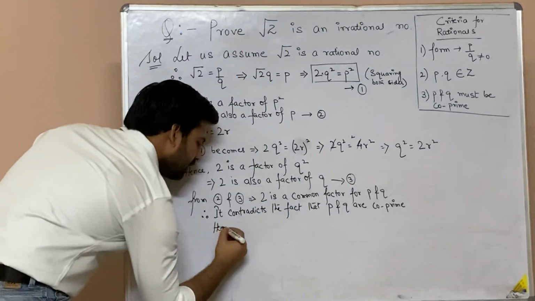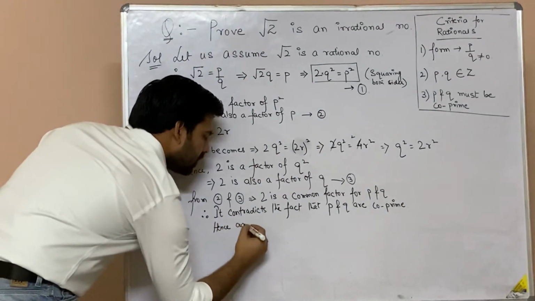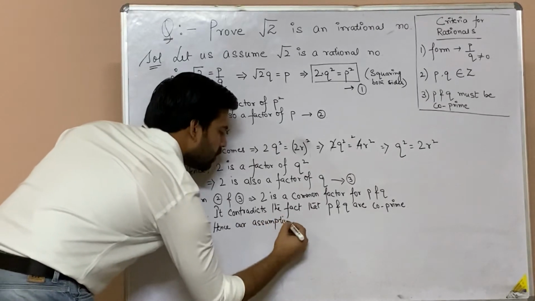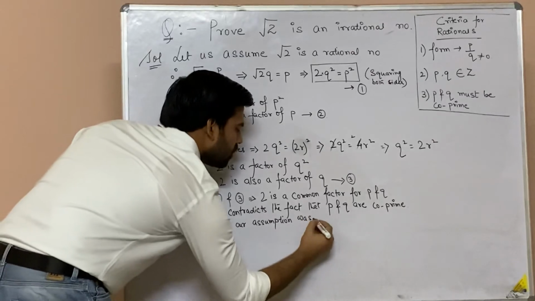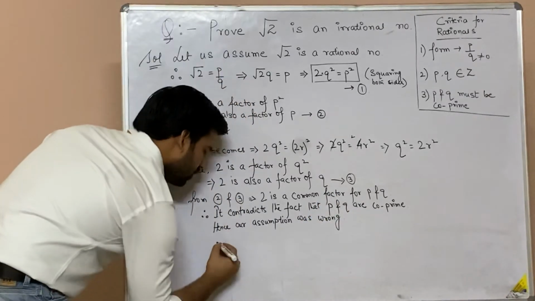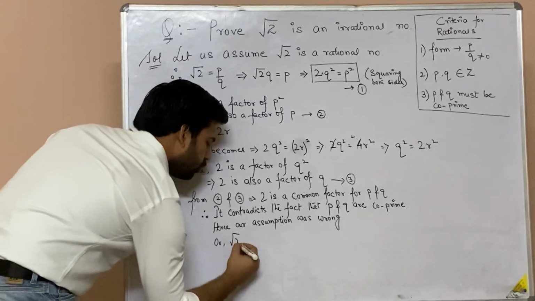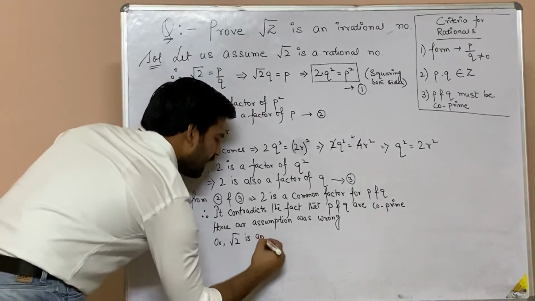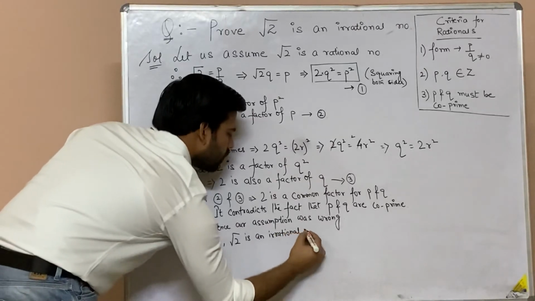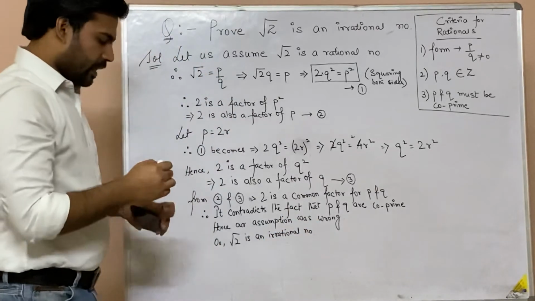Hence, our assumption was wrong, or root 2 is an irrational number. So that means what?